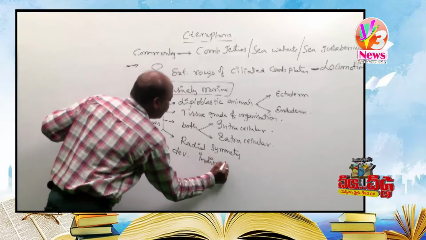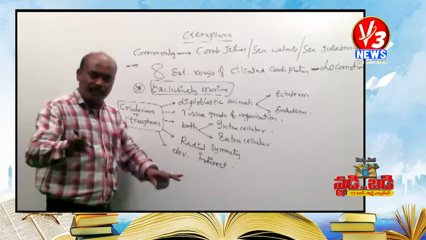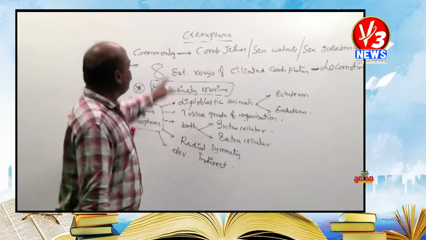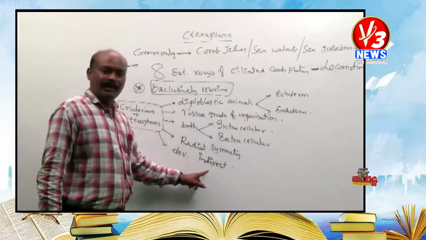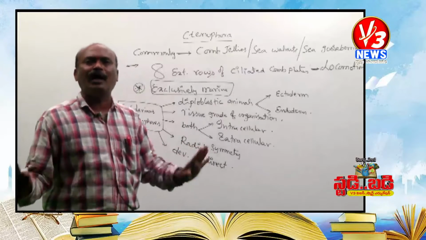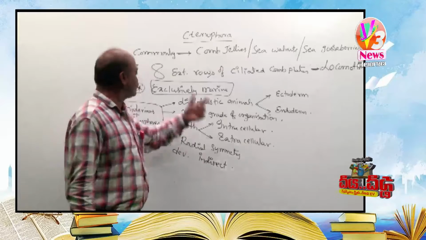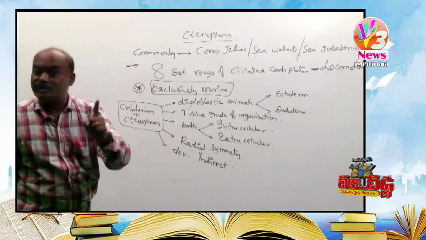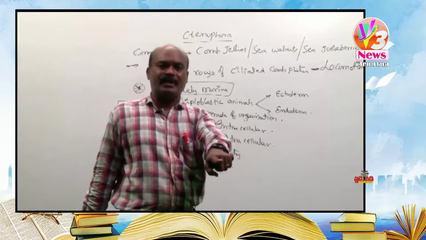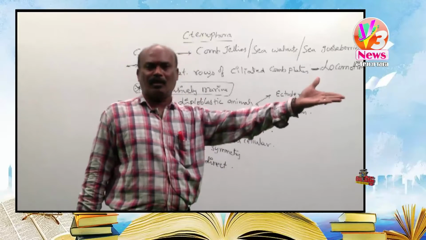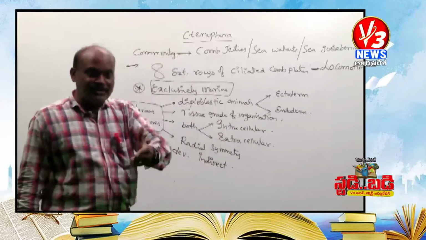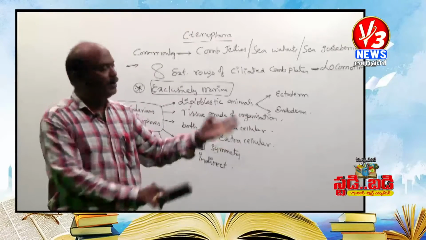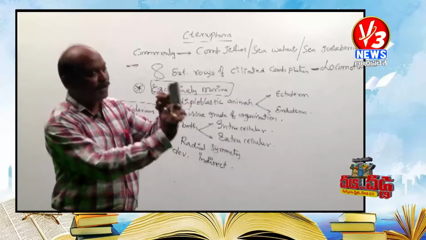And one more common character, the development is indirect. Indirect development means the presence of larval stages. In both of these, the development is indirect and larval forms are present. Yesterday we discussed that in cnidarians the common ciliated larval form is planula.